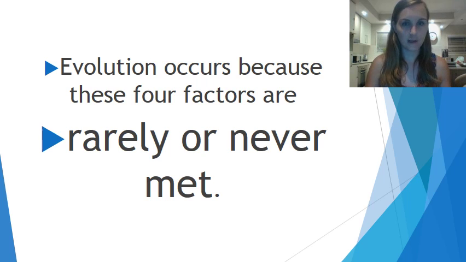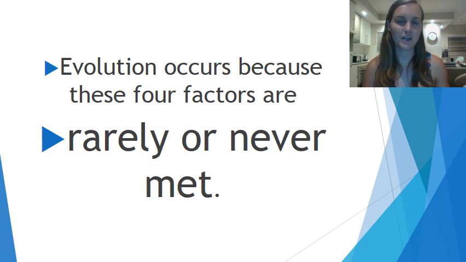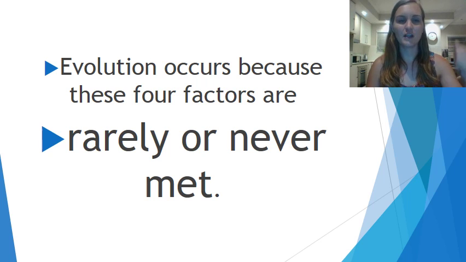So, as I've said a few times already, these factors are rarely or never met in the natural environment, and because of this, evolution occurs and we don't have genetic equilibrium. So you can think of genetic equilibrium as actually the opposite of evolution.